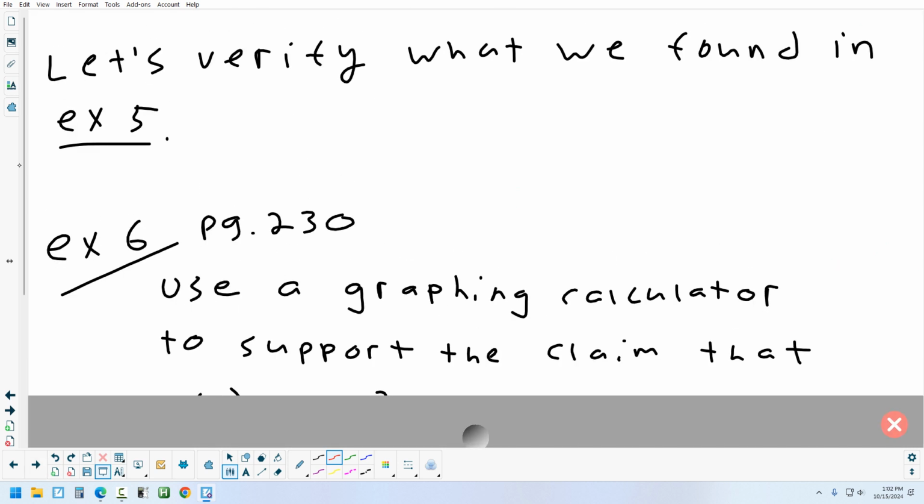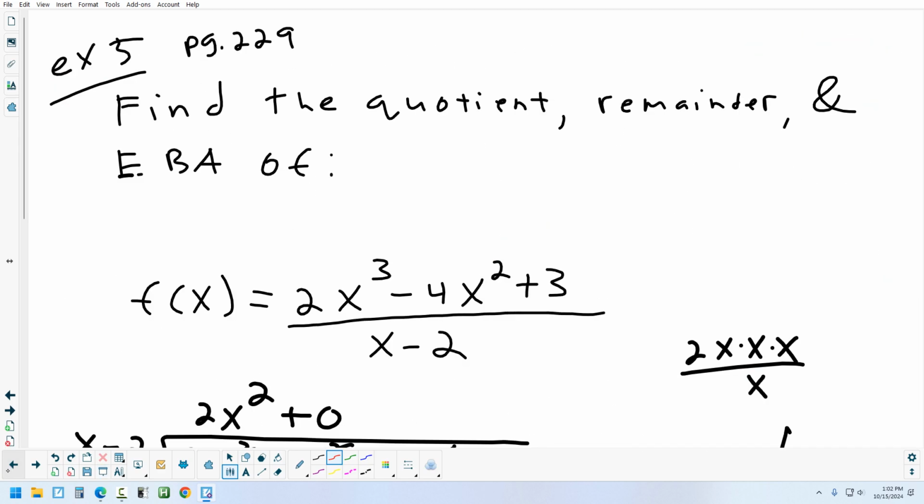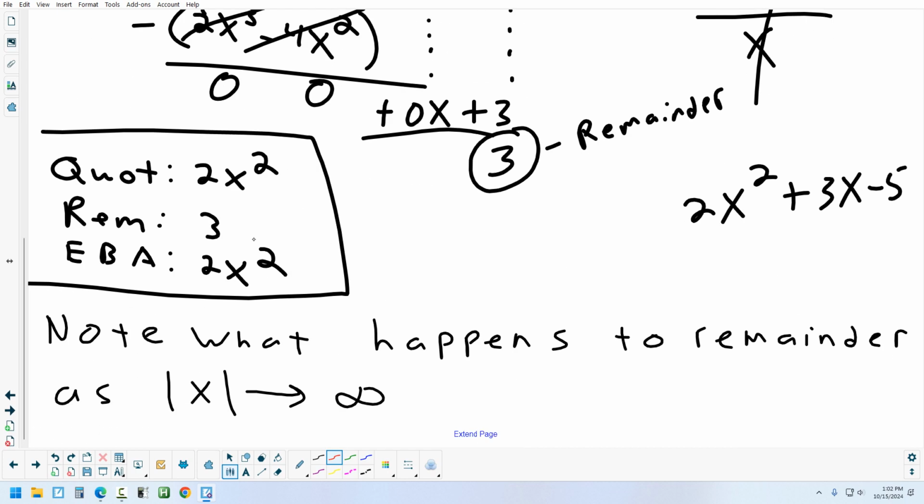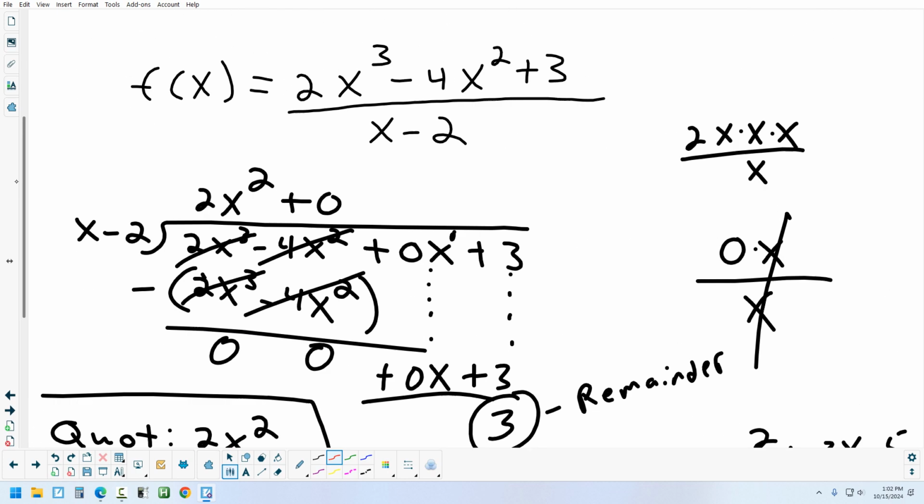Okay, so now, I think I called that first problem we did example 5 because it was picking up from the notes from last week. I want to verify that this really is the EBA. Okay? And the way we're going to do that is on the calculator.